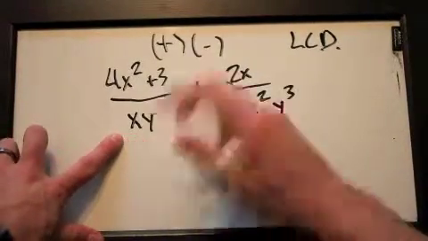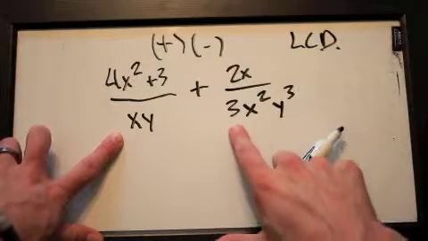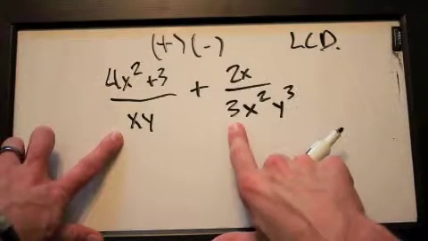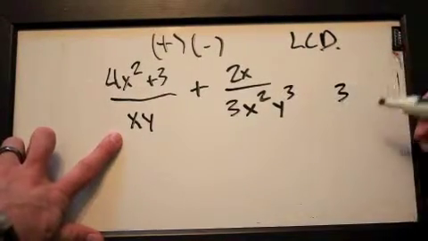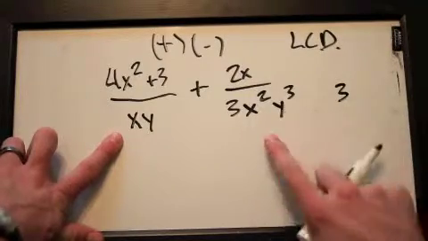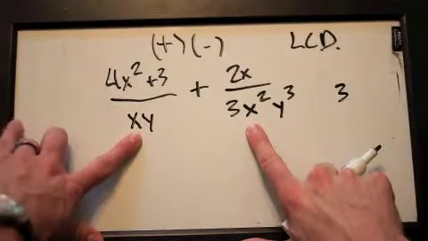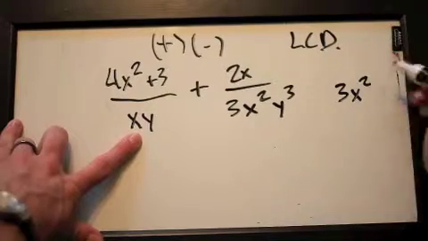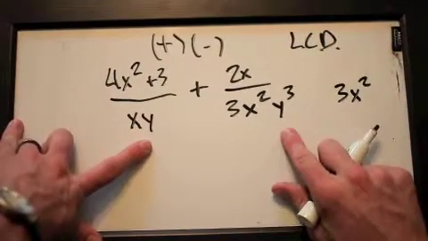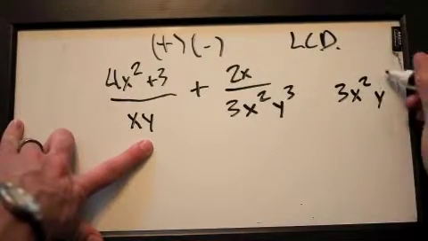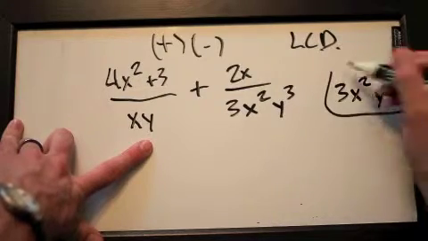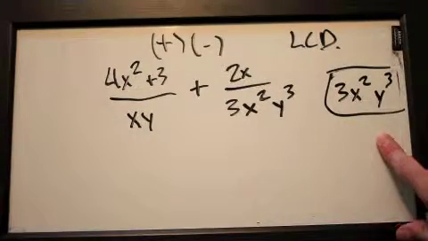Here there's an unwritten 1. So what's the least common multiple of 1 and 3? Well, that would be 3. Now, x and x squared, what do they both go into? X squared. Y and y cubed, what do they both go into? Y cubed. That right there is our least common denominator.